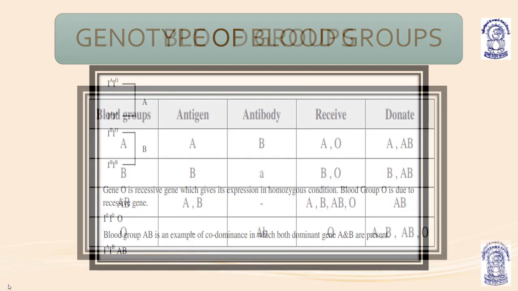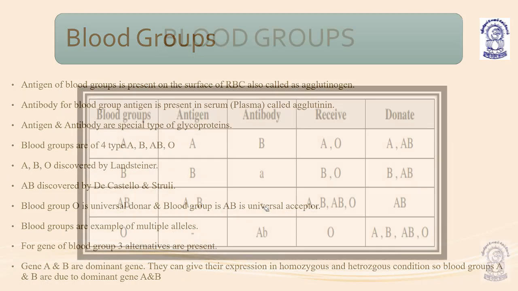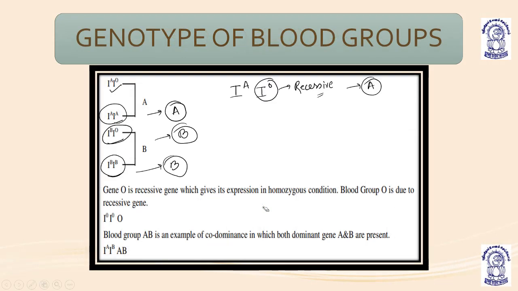In the previous slide, yeah, please remember this is O. Now, gene O is a recessive gene which gives its expression only in homozygous condition, like IOIO. Understood? Blood group O is due to a recessive gene. Blood group AB, codominance.